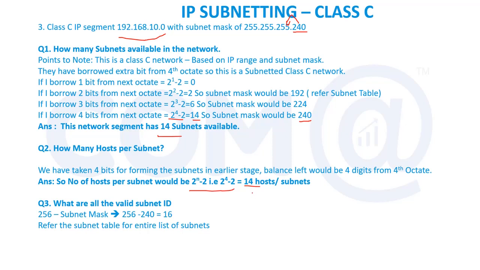So this kind of segregation is required for smaller networks, smaller projects. We need not allocate more number of IPs for them, right? Because it is going to be wasted if they are not using them. So better we stop the wastage of IP address. And what is the valid subnet ID? So 256 minus 240, subnet ID will be 16.